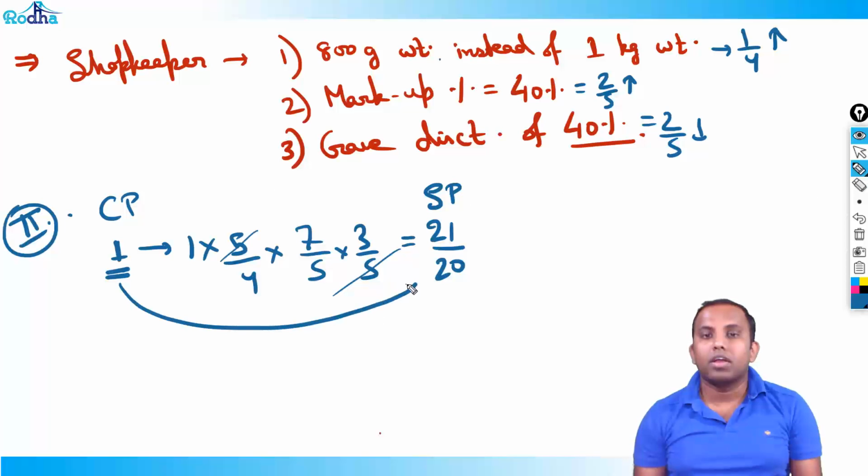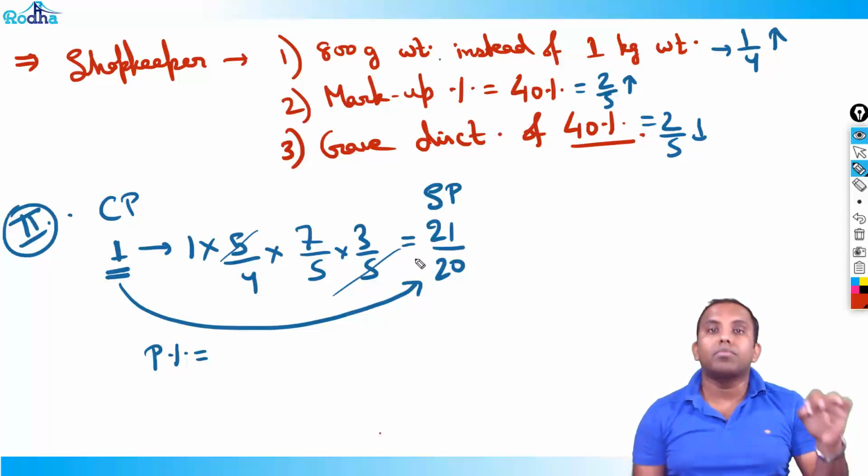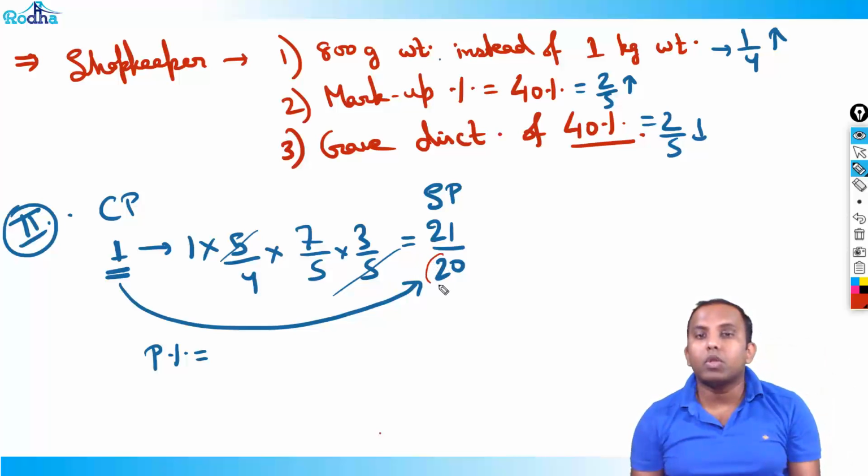Directly, how much profit is he making? Obviously it is more than 1. So assume CP, now think CP in terms of the denominator. When you're comparing a number with a fraction, make the denominator equal. What is the denominator here? 20.